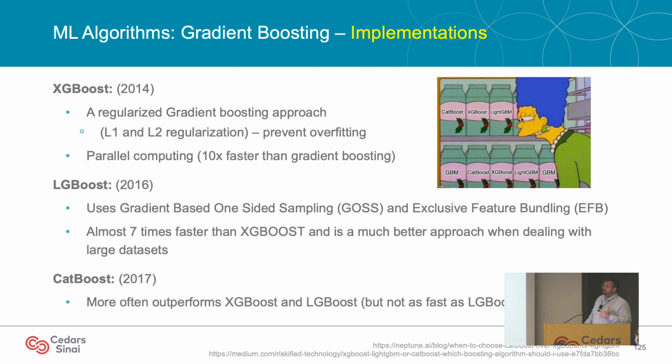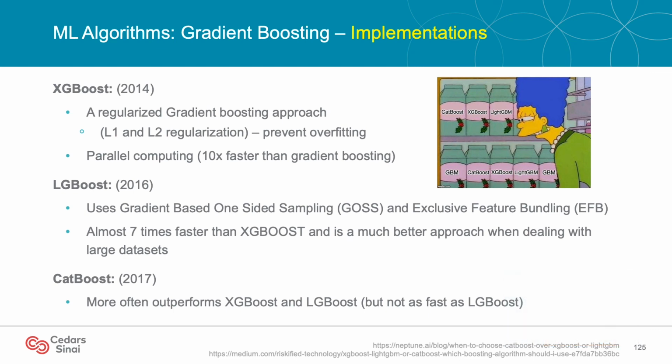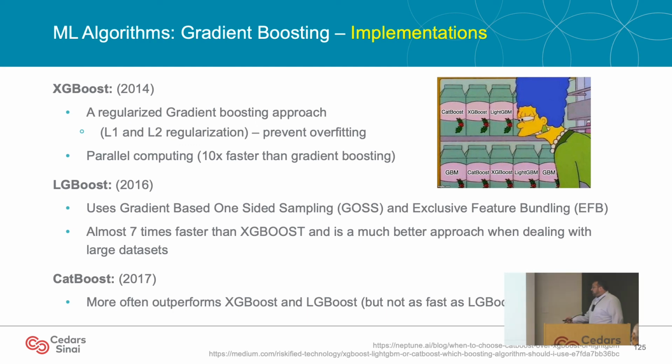2006 saw the release of LGBoost, or light gradient boosting. It uses some other special algorithms I won't get into, but it's much faster than gradient boosting, and it's generally a better approach when dealing with larger data sets because it's faster and more efficient. Lastly, there's CatBoost, the newest of the set. My understanding is it's been winning machine learning competitions left and right. It's a super popular algorithm. And it most often seems to outperform the other two, but it's not always as fast as light gradient boosting.